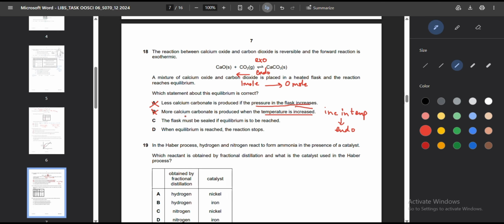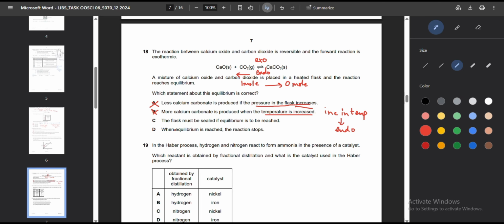so that will not increase the amount of calcium carbonate. The flask must be sealed if the equilibrium is to be reached. Yes, the flask must be sealed if equilibrium has to be reached. So the flask must be sealed, or a closed system, so that the reactants or the products cannot escape. Otherwise equilibrium cannot be established because the amounts of the substances will keep on changing.